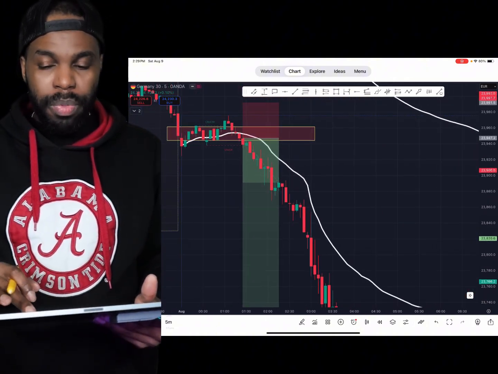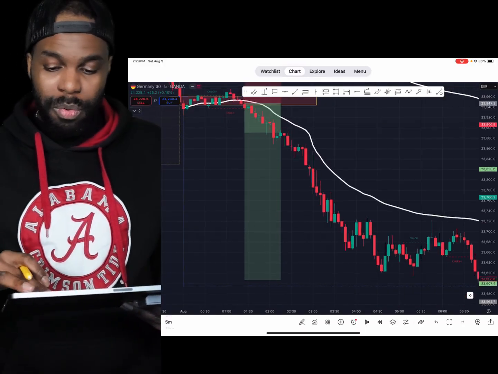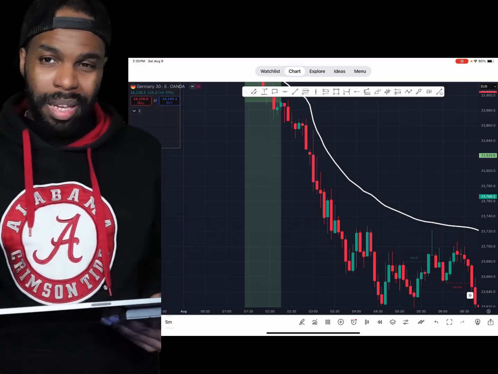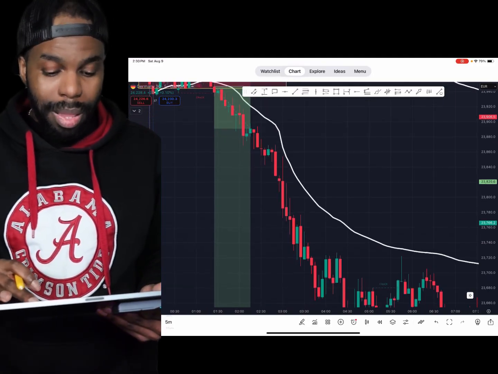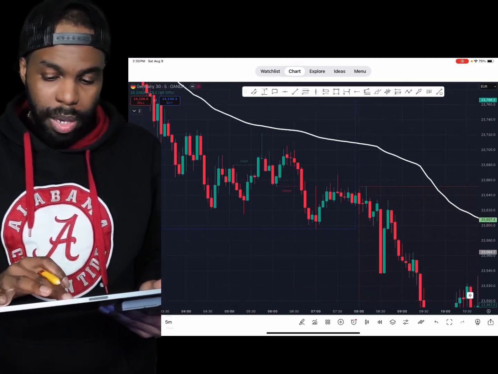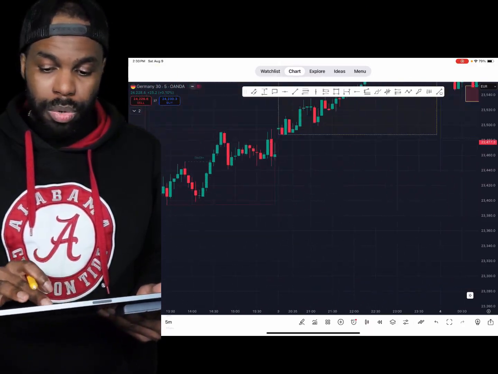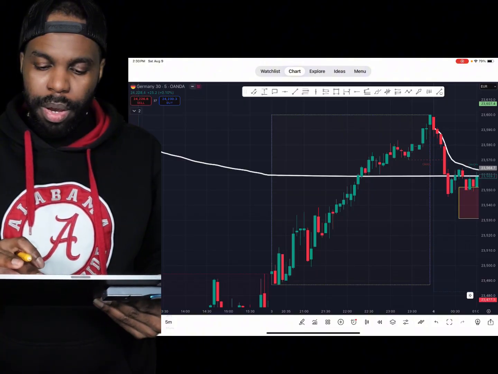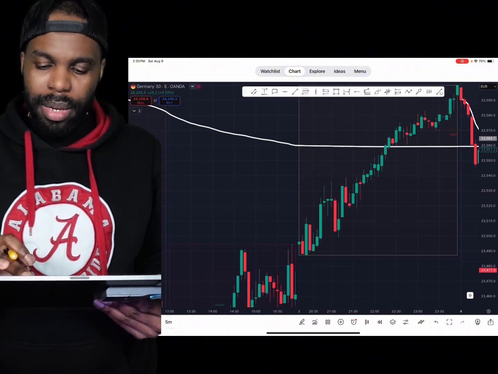All right, so this is for the swing traders out there. You can't do this in futures, but if you were trading forex, you can literally just hold the trade until you see a break. That's where I probably would have got out right there if you were still holding.